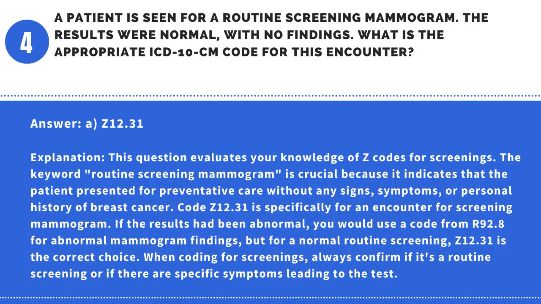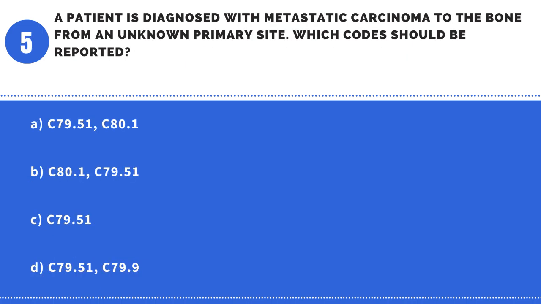When coding for screenings, always confirm if it's a routine screening or if there are specific symptoms leading to the test. Question 5. A patient is diagnosed with metastatic carcinoma to the bone from an unknown primary site. Which codes should be reported?